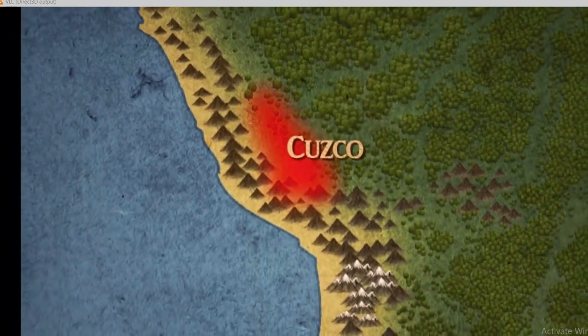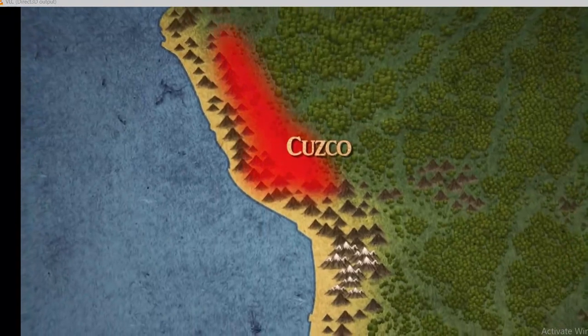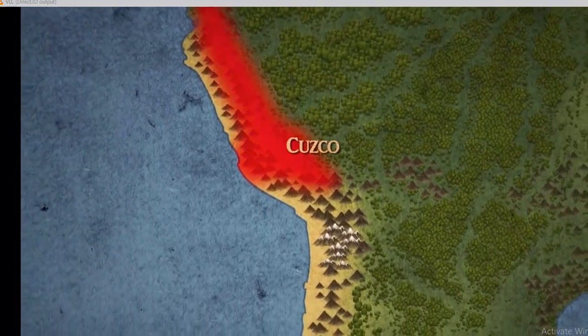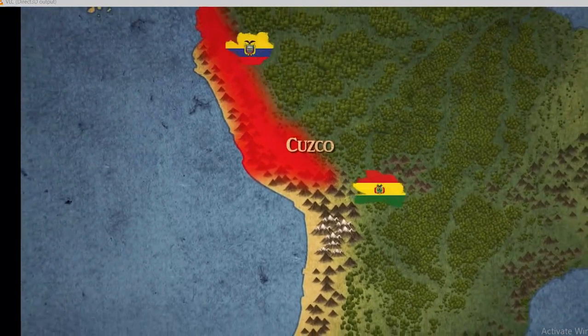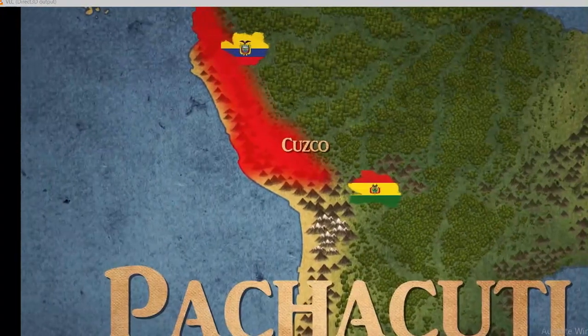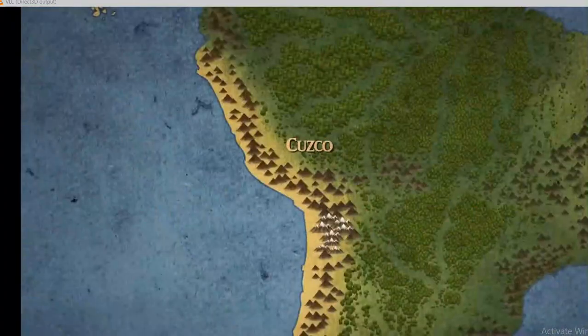Before his reign, his kingdom held the small territory around Cuzco, but within a single lifetime, he and his son had stretched the new empire from present-day Bolivia to Ecuador. He adopted the name Pachacuti, which means Earthshaker, or he who turns the world upside down.